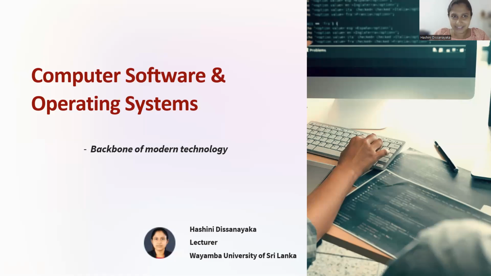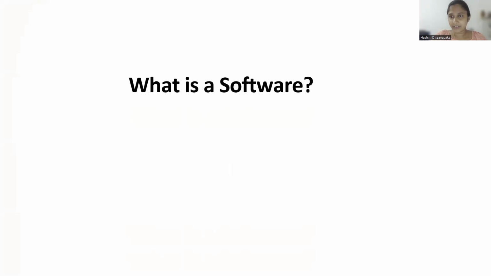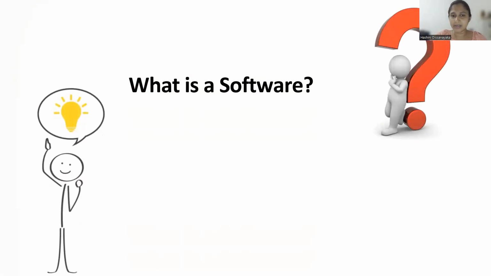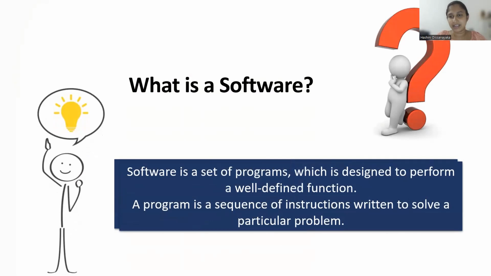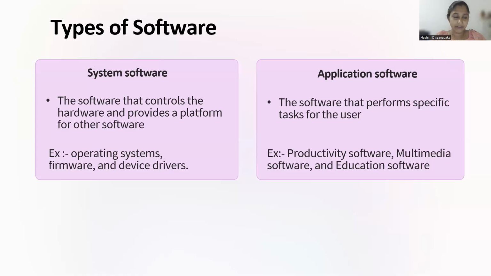Today we're going to continue the session that we discussed yesterday under the computer software and operating system lesson. Yesterday we discussed what software is. I think you know well about software: a set of programs and a set of instructions designed to perform a well-defined function. And we can divide software into two parts, system software and application software.